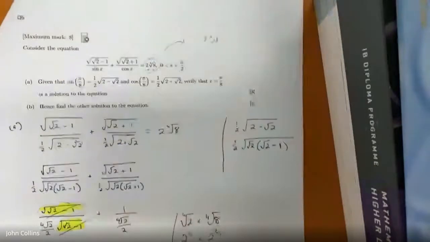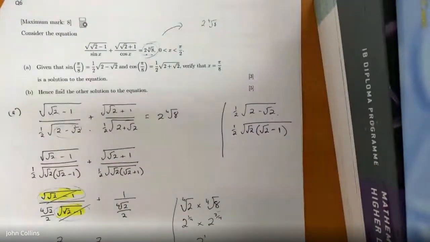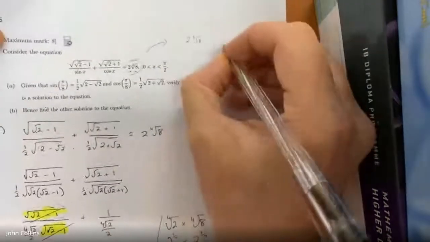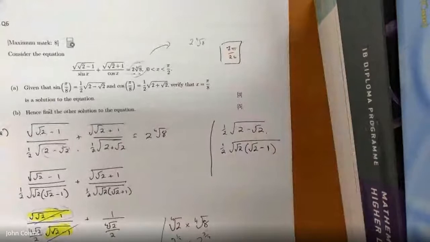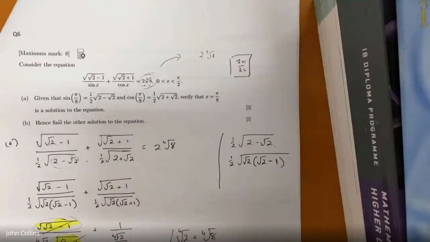Okay. Do I have a final answer that you can refer to? Final answers, just to see if you're on the right track, is going to be 7 pi over 24. So 7 pi over 24 is what you're trying to get as your final answer. Can anyone get 7 pi over 24? And if you can't do it, I will do it on Wednesday for you guys. Okay, so let's move along.